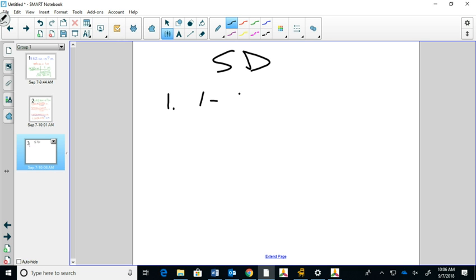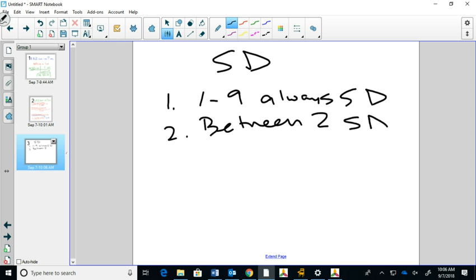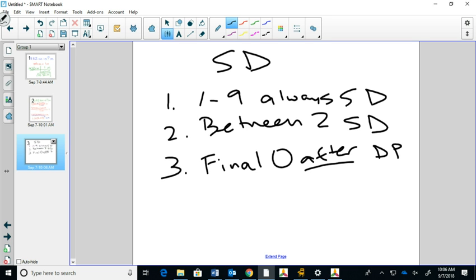Okay, so if you do that, we got 4 then. 1 through 9, always significant. Number 2, when is a 0 significant? Okay, so if it's between, that is significant. Number 3, when else is it significant? Okay, it's the final 0 after a decimal place. Does that make sense? So a number like this, 13.0, that 0 is significant.